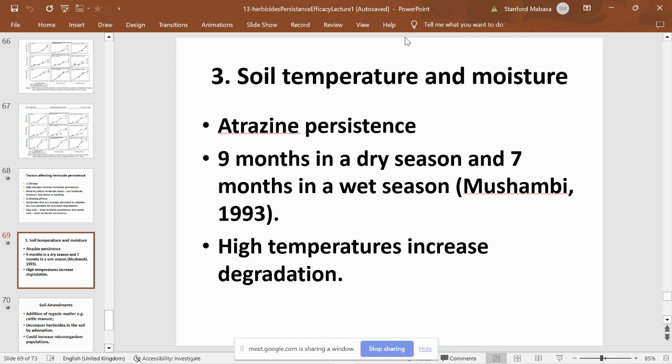Soil temperature and moisture are important in herbicide degradation, and hence can affect herbicide persistence. For example, atrazine could last for 9 months in a dry season, 7 months in a wet season. So the dryness of the soil can cause a long persistence of the herbicides. High temperatures increase degradation. I think some of our temperatures, like this month and November, even up to December, can cause a lot of pesticide degradation in the environment, or herbicide degradation.